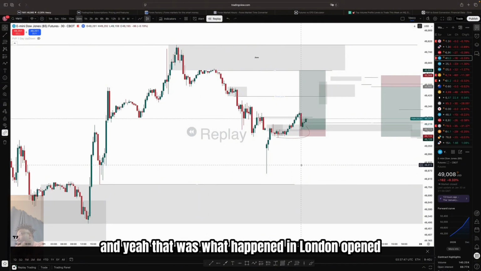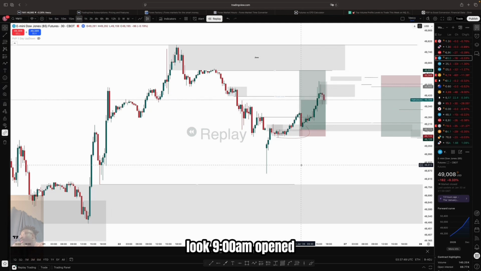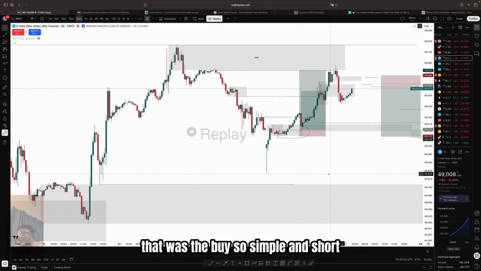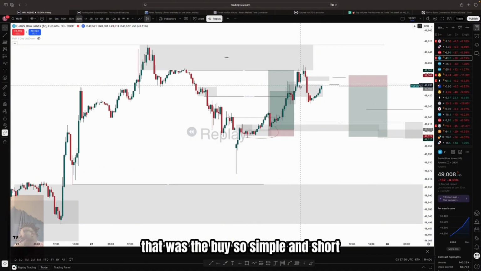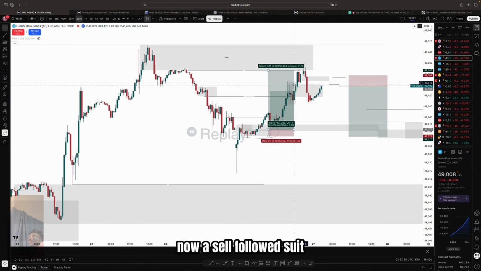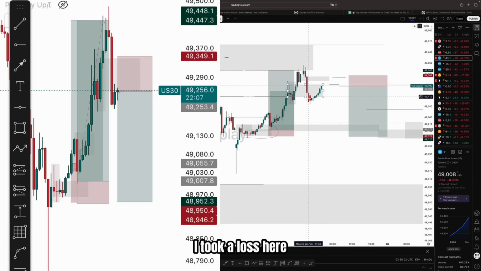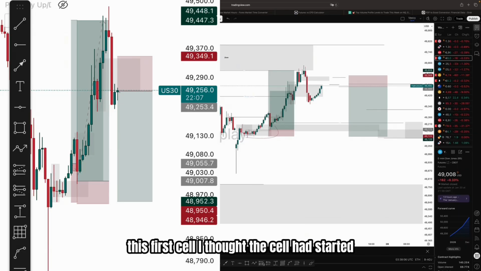London opened, look, 9:30 a.m. opened, retested, and that was it. That was the buy. So simple and short. Now a sell followed suit. I took a loss here. I took a loss on this first sell. I thought the sell had started.